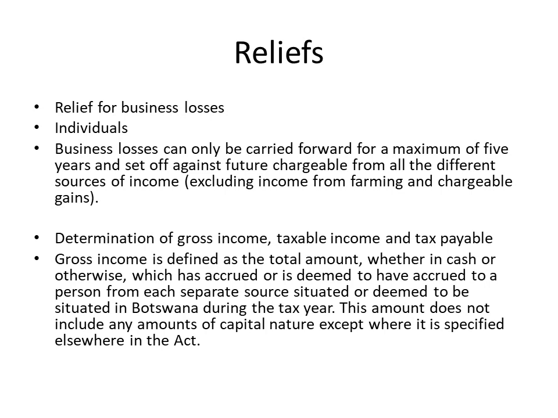Now, from here, we would want to determine the gross income, the taxable income and the tax payable. The gross income would be defined as the total amount, whether in cash or otherwise, which is accrued or is deemed to have accrued to a person from each separate source situated or deemed to be situated in Botswana during the tax year. This gross income does not include amounts of a capital nature.